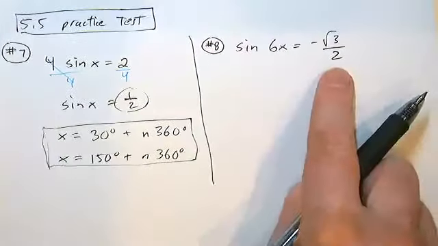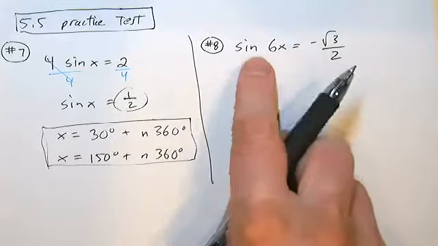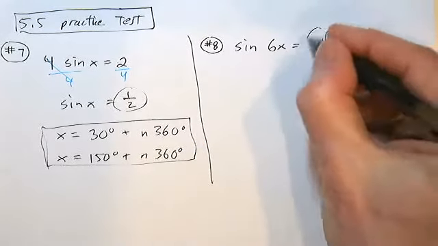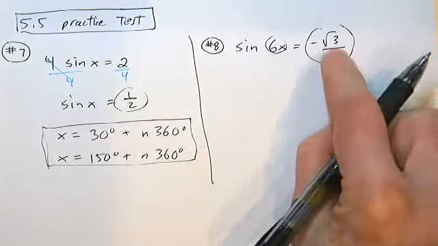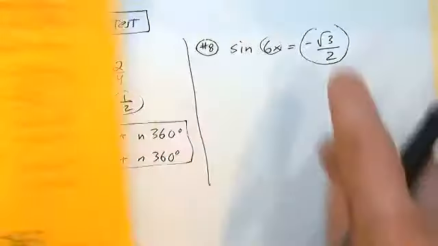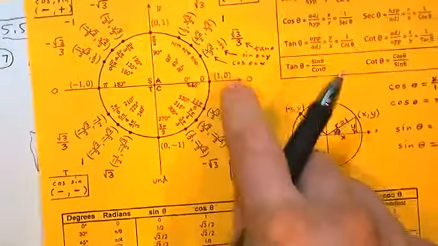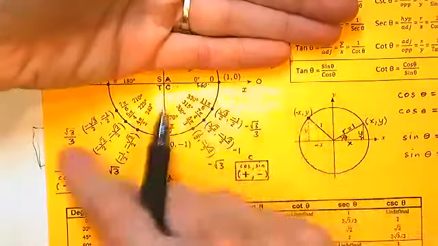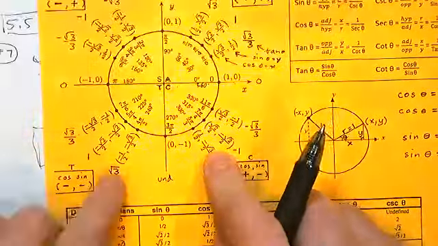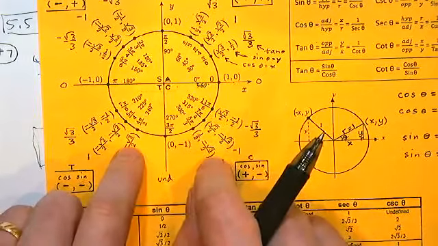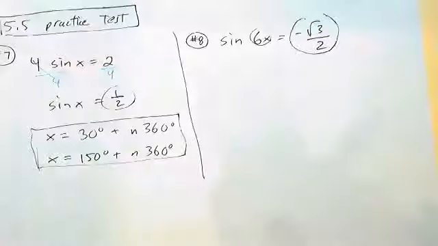Okay, next one, same thing. It looks like, oh, we got this already alone. All right, let's look this guy up. Okay, there's nothing to move over. This guy's kind of trapped in there. So we look up where is the sine, which is the y, negative radical 3/2. So let's see, where's the sine? Negative going down. Here they are. There's a y and there's a y. So we have 300 and 240. Sorry, that's blurry. 300 and 240.